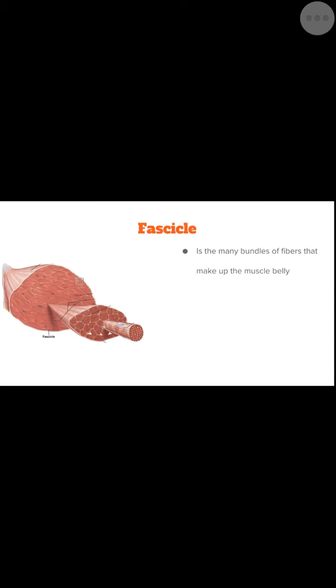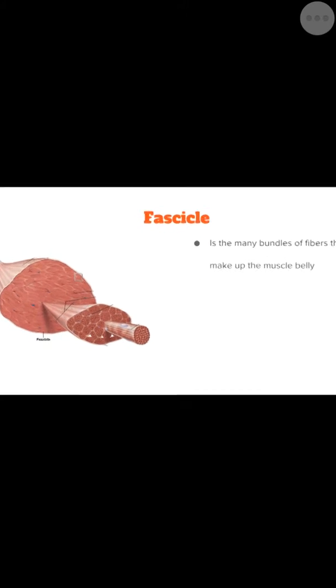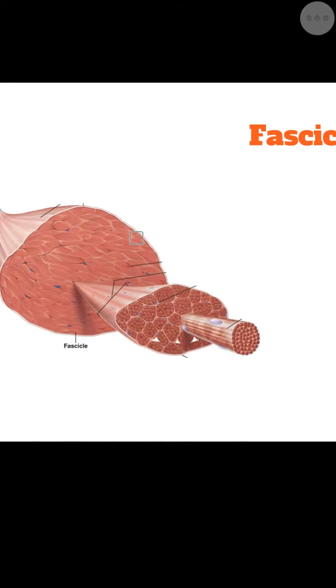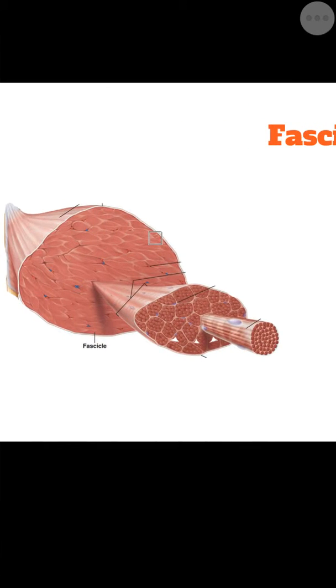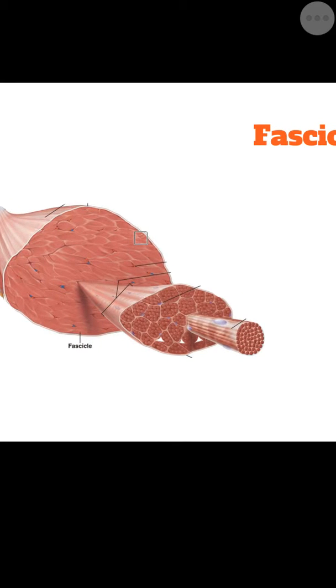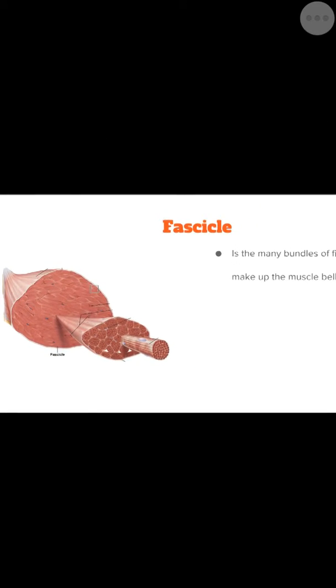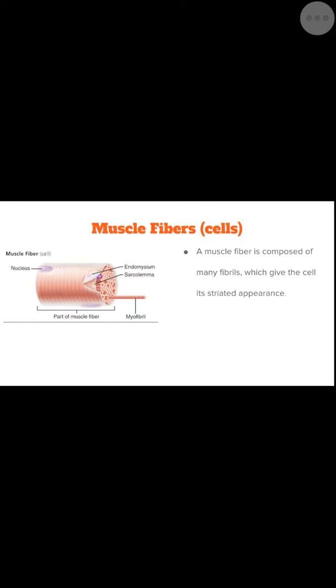The fascicle is the many bundles of fibers that make up the muscle belly. The fascicles are going to be all these little parts inside of the muscle belly. So one single fascicle is the part that's sticking out, but not the little one, the little circles, not the furthest one.